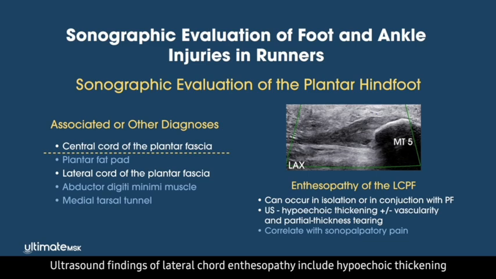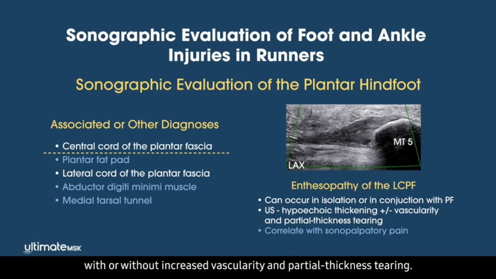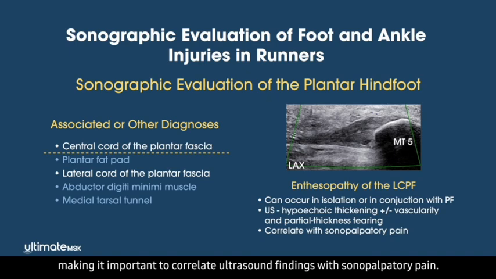Ultrasound findings of lateral cord enthesiopathy include hypoechoic thickening, with or without increased vascularity, and partial thickness tearing. Additionally, cortical irregularity may be present at the insertional footprint of the lateral cord. However, these changes can also be asymptomatic, making it important to correlate ultrasound findings with sonopalpatory pain.